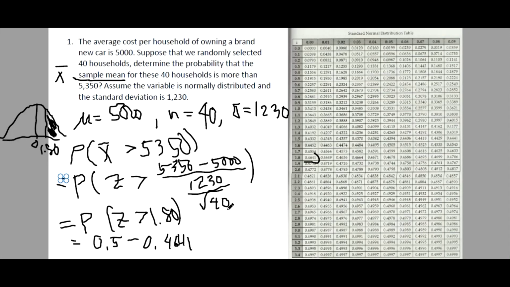So 0.5 minus 0.4641 is equal to 0.0359. So therefore, the probability that the sample mean for these 40 households is greater than 5,350 is 0.0359. So it's very small.